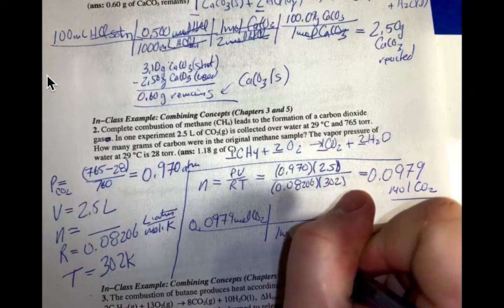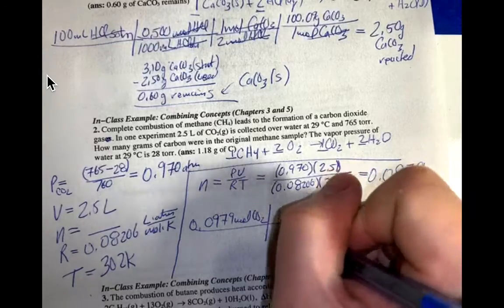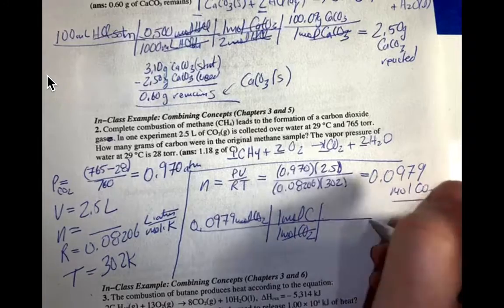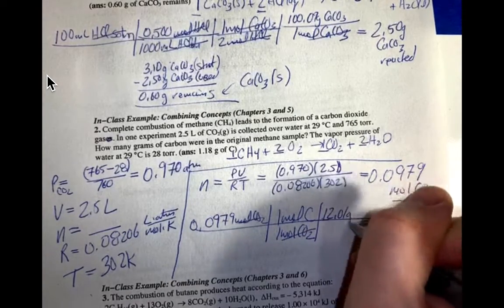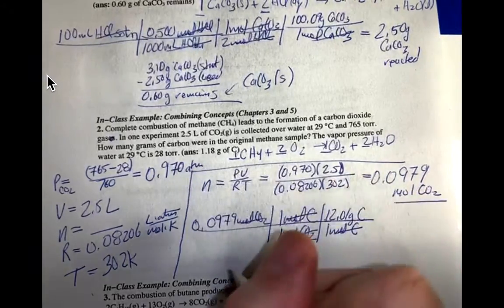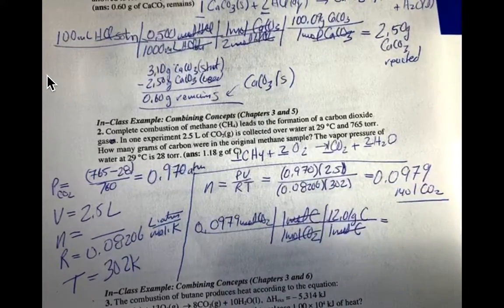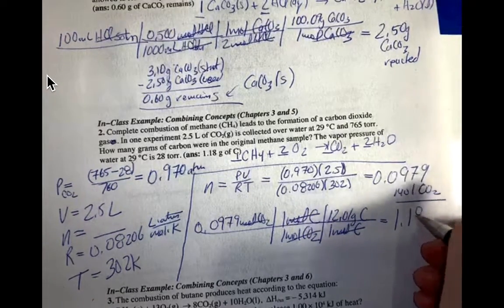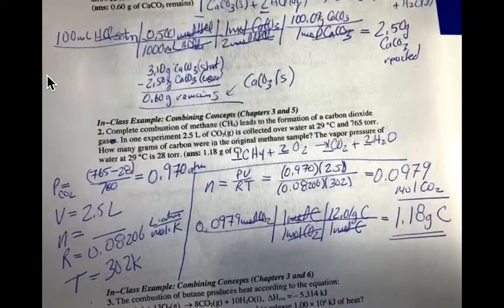For 1 mole of CO2, I get 1 mole of carbon, and then I'll use my periodic table. 12.01 grams of carbon is equal to 1 mole of carbon. Okay, so I get 1.18 grams of carbon contained in that sample.